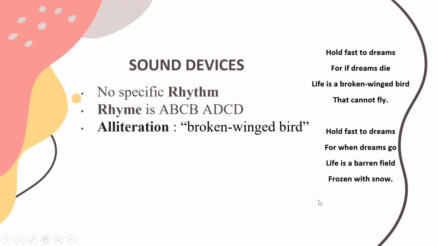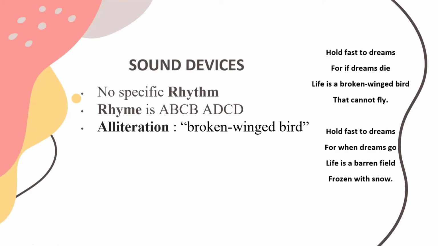And for the second stanza, the rhyme is A, B, C, D. Why? Because here the word go and the word snow have the same pronunciation at the end of the word. So we can symbolize them as D. And the dreams here is the same as the dream in the first stanza, so we can symbolize them as the same, A. So we come up with the rhyme A, B, C, B and A, D, C, D.